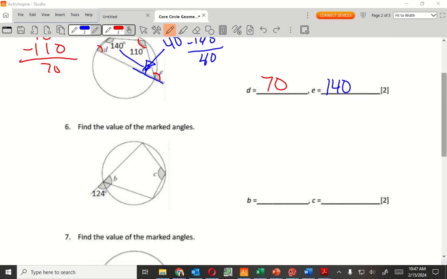All right, so now on this one, out here on the outside is 124. And again, this right here is a straight line. This straight line is 180. So to find the one for angle B, I would do 180 minus 124. I heard an answer. 56. Yes? Okay, good. So angle B is 56.